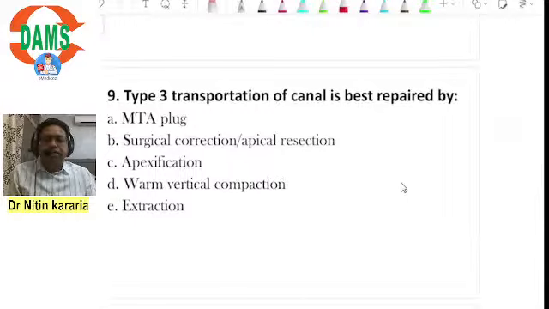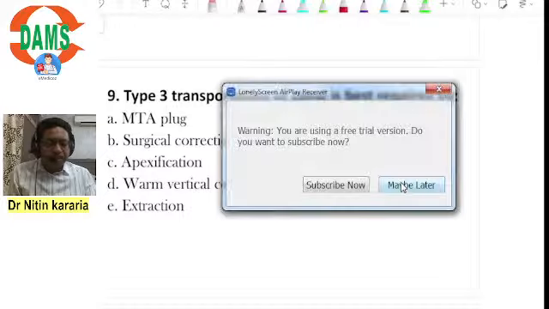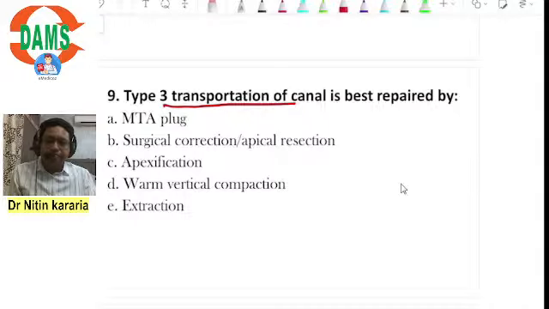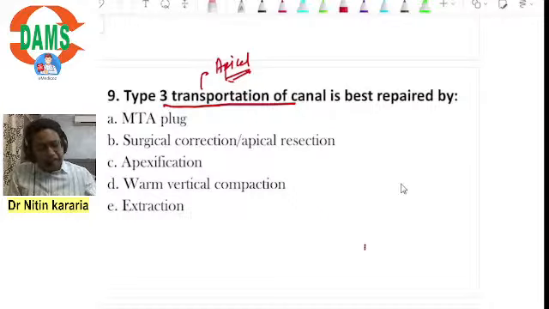Question number 9. The type 3 transportation of the canal is best repaired by. Transportation means it is talking about apical transportation. Now this is something which is related to management of endodontic procedural mishaps. Okay, we all know that in the root of a tooth, the canal is like this and it exits at the apical foramen.